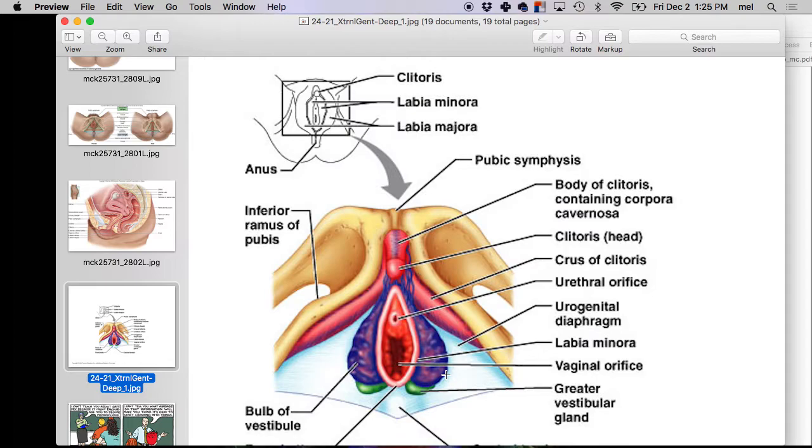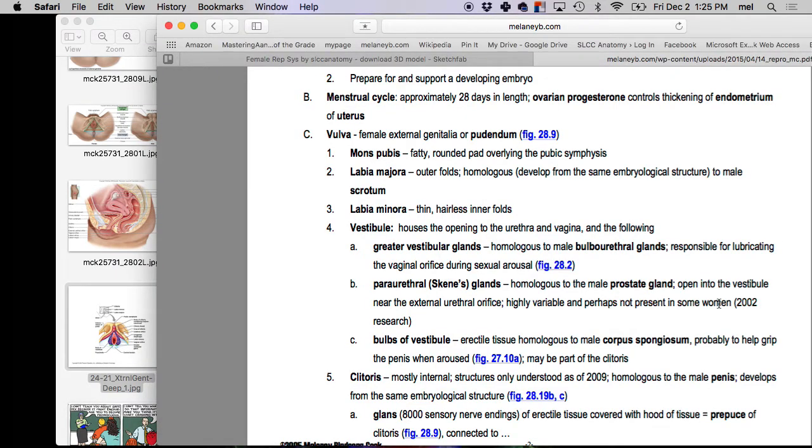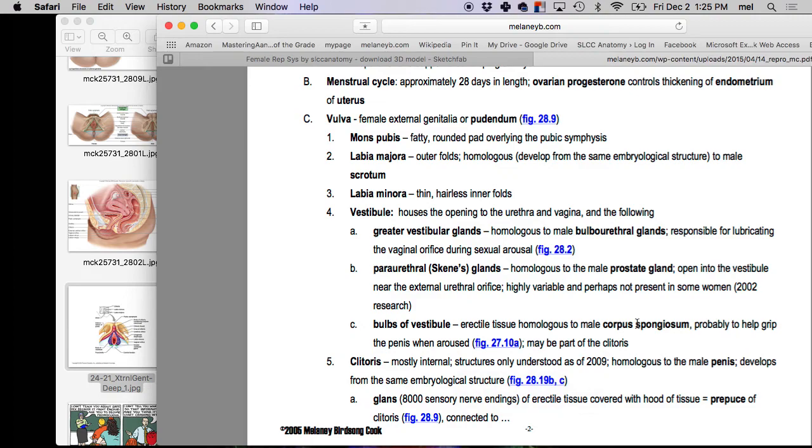Corpora cavernosa, where do those run? Where are the corpora cavernosa? They're, yeah, those two big erectile structures in the penis. These are the same homologous structure. Isn't that interesting? And they're actually in there. Okay, so those are the bulbs of the vestibule. We don't know if they're part of the clitoris, but what we figured out is that the clitoris probably isn't one structure. It's this big whole complex. I'll show it to you in just a second.